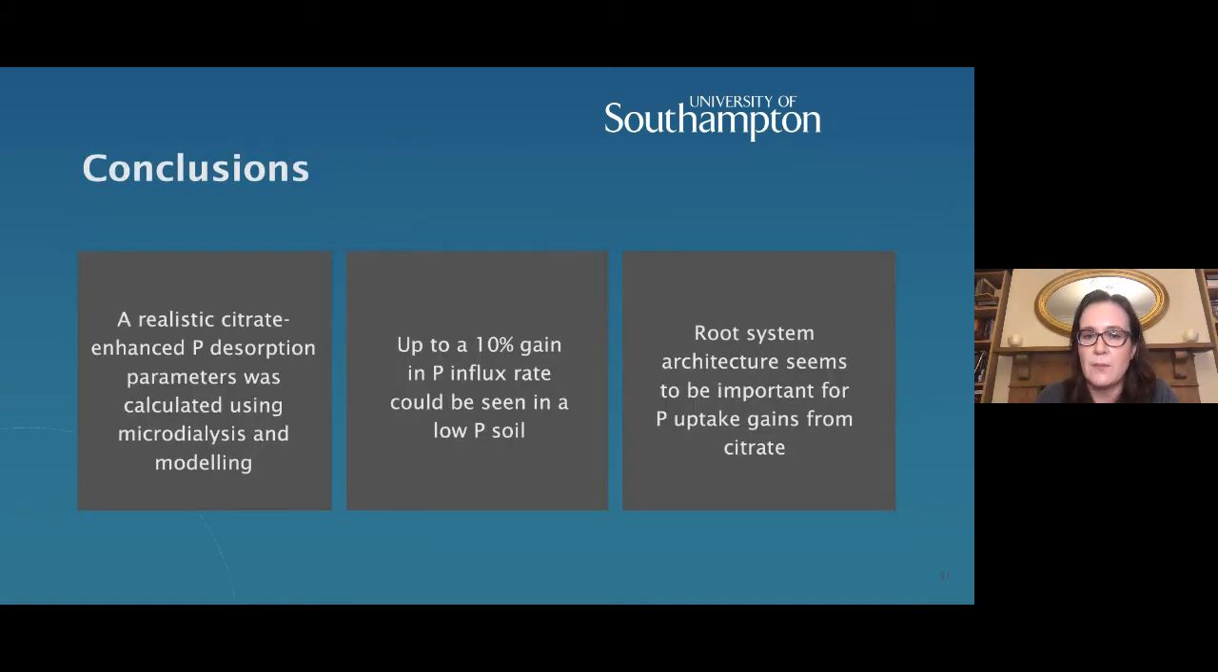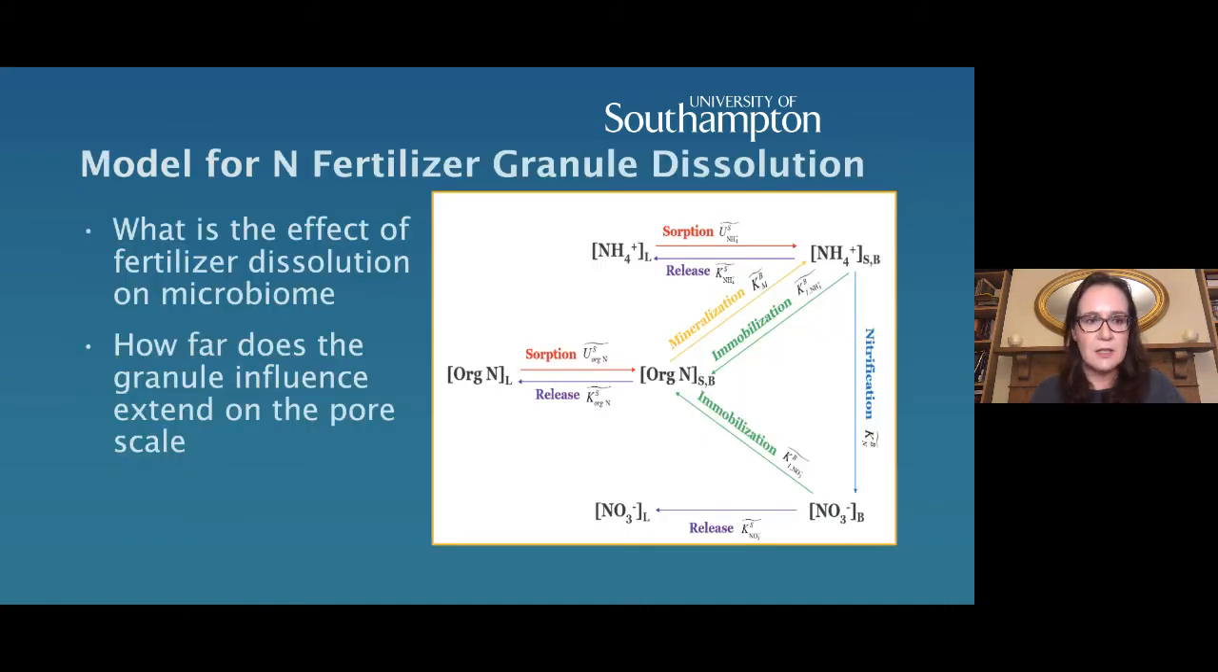Because this root architecture is important, we're now working on determining what particular traits one would need to breed into the plant, in terms of not only root architecture, but also citrate exudation, to be able to grow crops in low phosphorus conditions. I want to finish this talk by showing you a very recent work we did, which is to do with looking at the fertilizer granules and their behavior in soil.